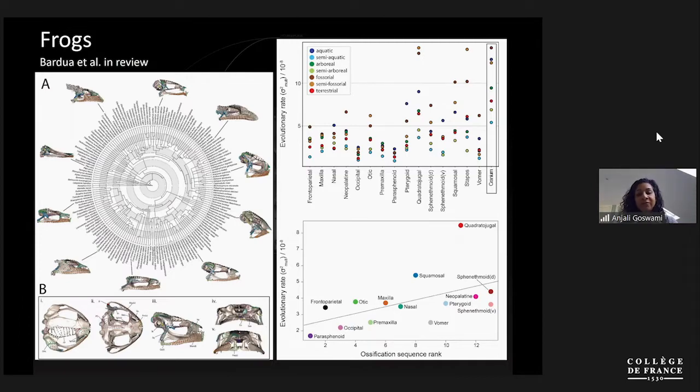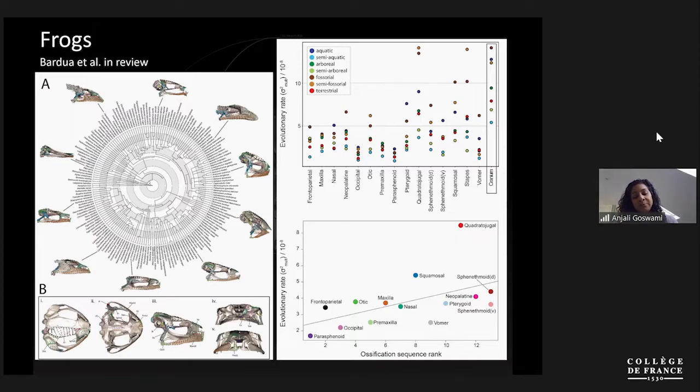And in fact, we found that the forms that live in aquatic habitats and in fossorial or underground habitats really evolve much, much faster than any other kinds of frogs. So really moving into the water or moving underground really means a fast evolving frog, whereas the other ones are quite slow evolving.